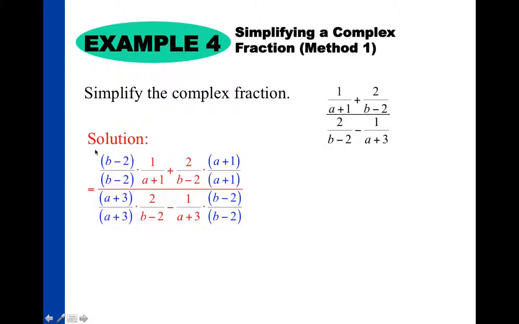Now simplify. B times 1 is B. Negative times 1 is minus 2. 2 times A is 2A. 2 times 1 is 1, or excuse me, 2. Here's your common denominator. Same thing down here. 2A plus 6. 1B minus 2.